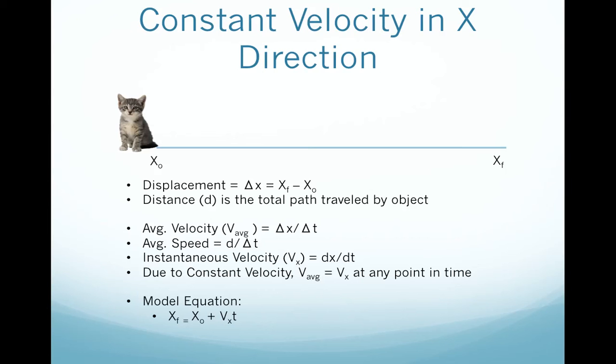Since his velocity is constant for this motion, we can assume that average velocity is the same as instantaneous velocity, which is the derivative of a position graph at any point of time. A particle's motion with a constant velocity can be.